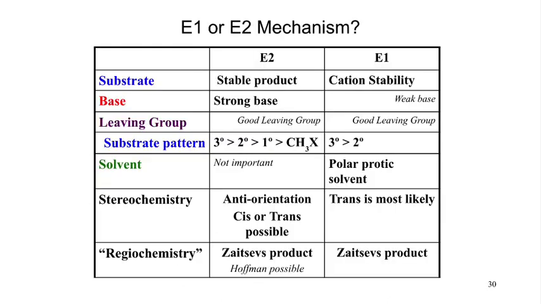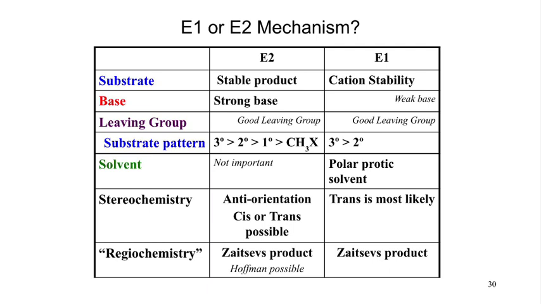Okay, if we now look at our big summary, E1 versus E2, when we're looking at our substrate, we just want stable products for the most part. The E1 is a little bit more dependent on the cation stability because the cation's the first thing that comes out of the gate. But for the most part, you're trying to get more substituted double bonds. When we come to the negatively charged species, E2 favors a strong base, because we're trying to force the reaction to happen. E1, I don't care what the base is.